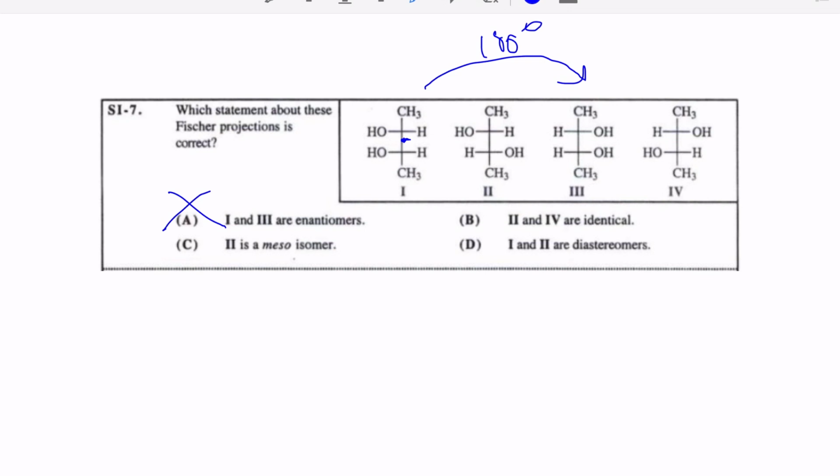When we look at the statement for choice B, it says that 2 and 4 are identical. But again, this statement would be incorrect as well, because if we rotate this molecule by 180 degrees, we don't end up with 4. In fact, we actually end up with the same exact molecule. And that's an exercise that you guys can do very quickly. But you would end up with the same molecule, and you would not end up with 4. And so that means that 2 and 4 are not identical.